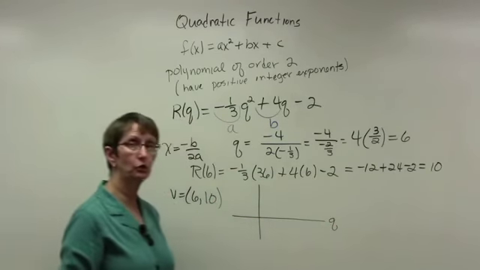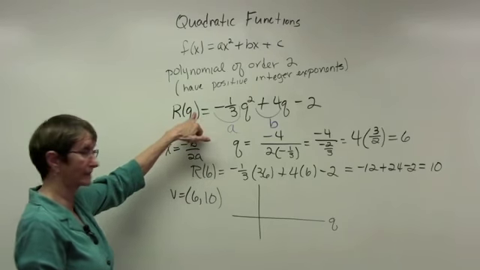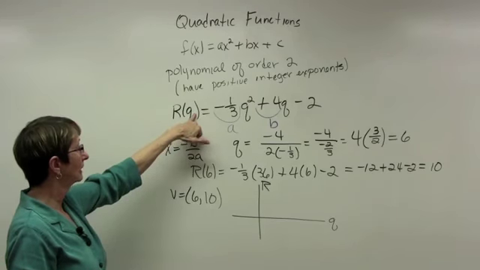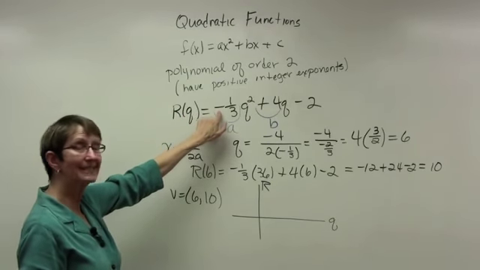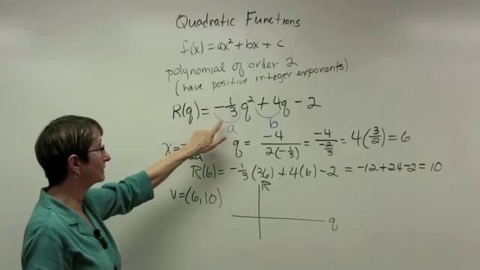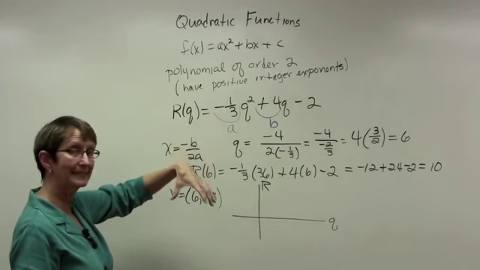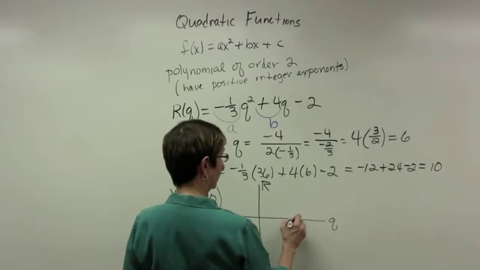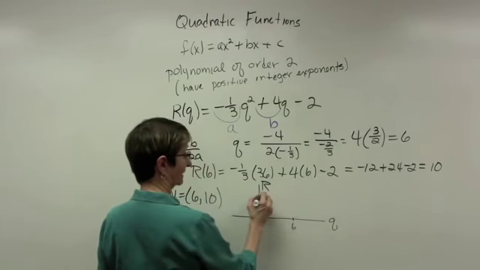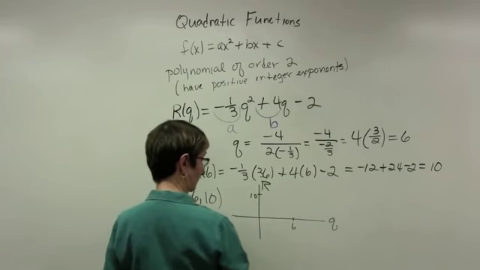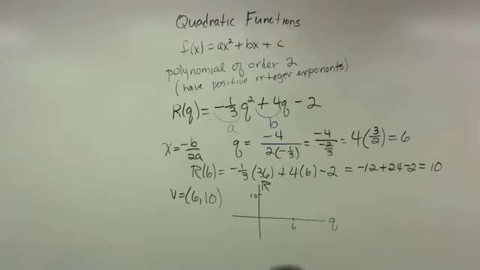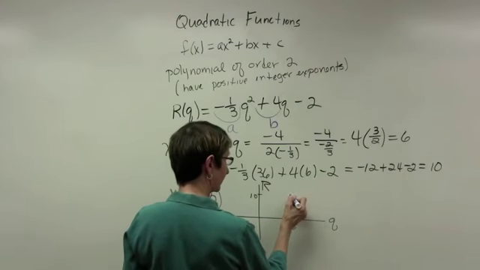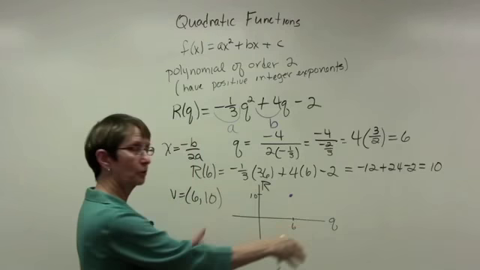The horizontal axis would be the q because that's the input into the parenthesis. The vertical axis is r. I have a negative value for a, which means my parabola will open down. My vertex is at 6, 10. Let's call that 6. We'll call this 10. My vertex is here, and the graph will open down.